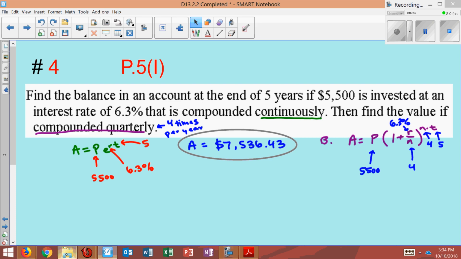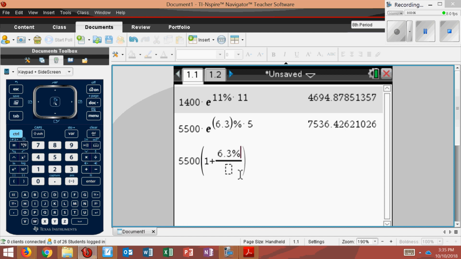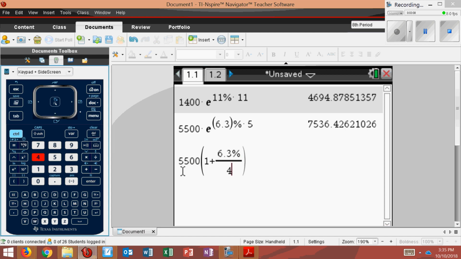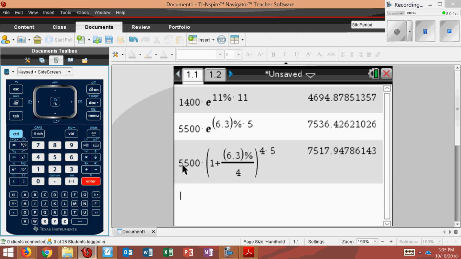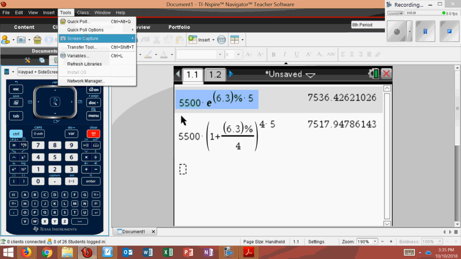So we can type this in the calculator. And so we'd have 5,500 times (1 plus the rate of 6.3% divided by 4) raised to the power of 4 times 5. And here's our value in this one. And this time I'm just going to go back over here and we'll just take screenshots of this and move it over when I write my answer.